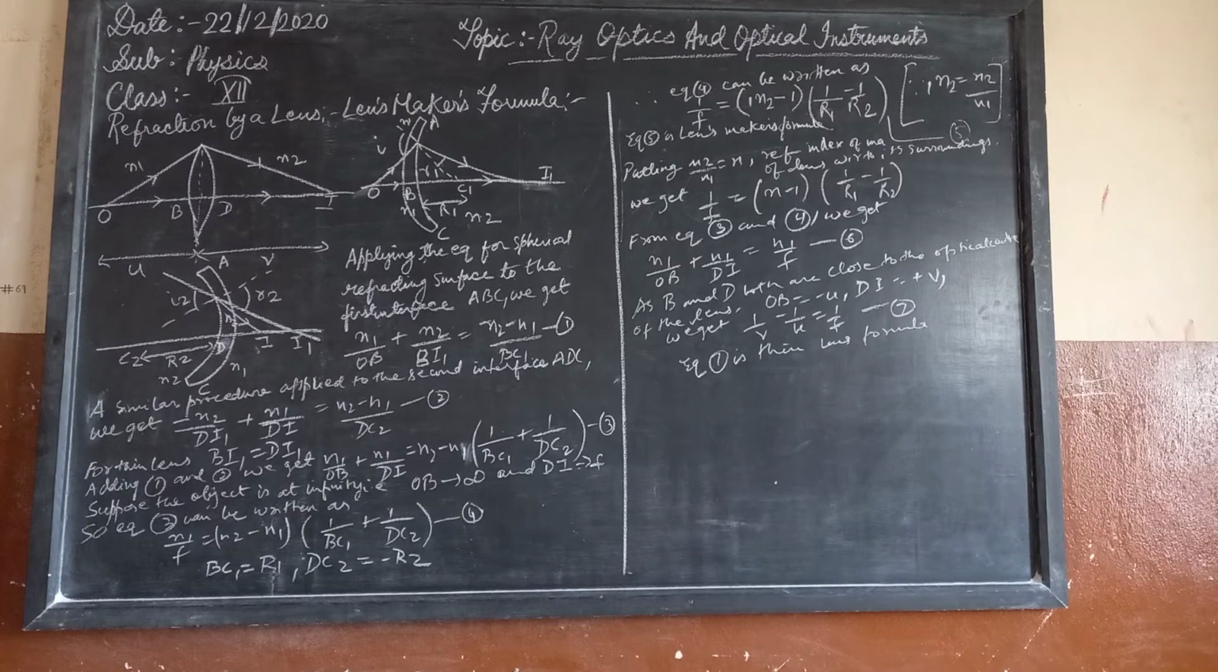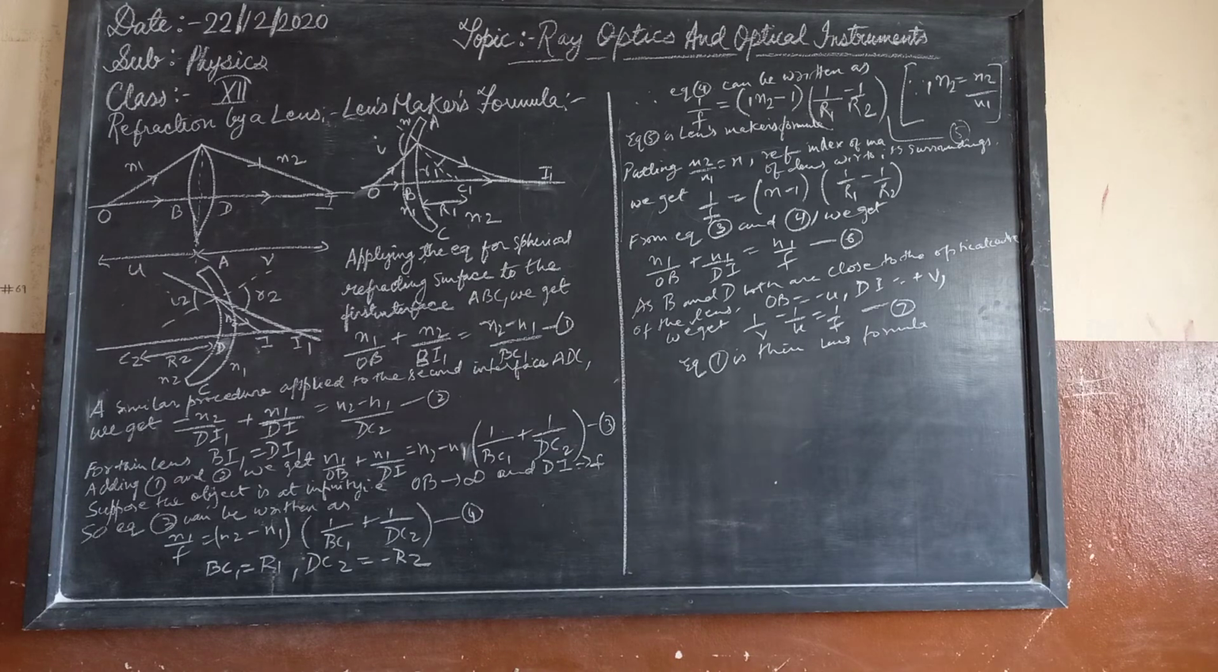A lens is made up of two spherical refracting surfaces. The first refracting surface forms image I1 of the object O, and I1 acts as a virtual object for the second surface, which forms the image at I. So from this lens maker formula, it is clear that the focal length of the lens depends upon the radii of curvature of the lens and the refractive index of the material of the lens with respect to its surrounding.